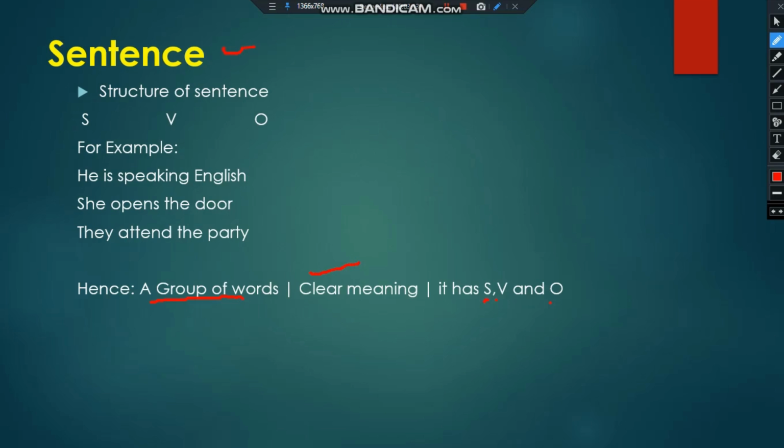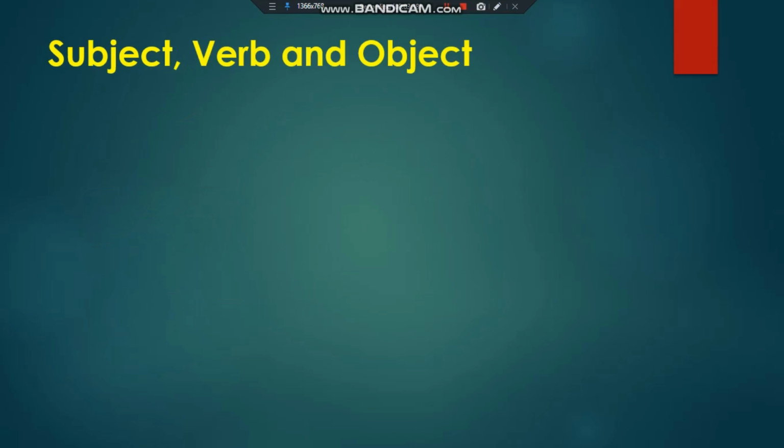The first place must be occupied by a subject. Then the second place must be occupied by a verb, and then the third place, which is the last one, must be occupied by an object, right? So then we have subject, verb, and object, what basically these things are and how these things are important in order to write a complete and correct sentence. So let's see how these things are important.